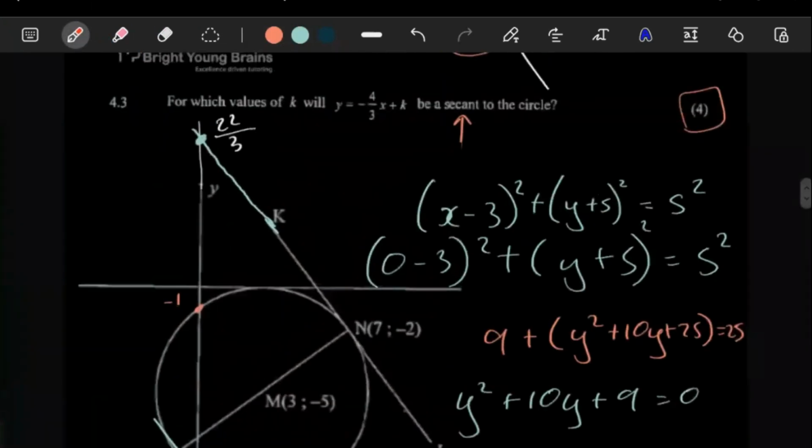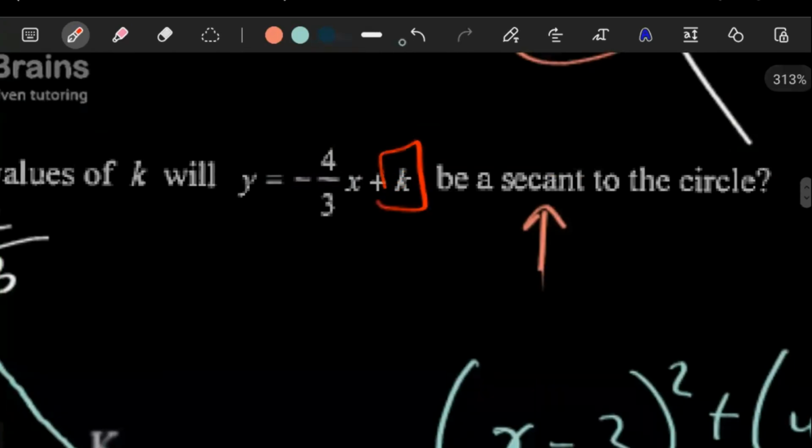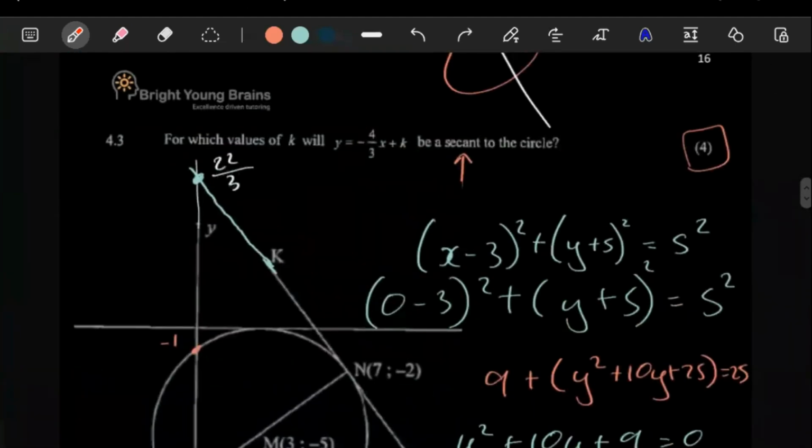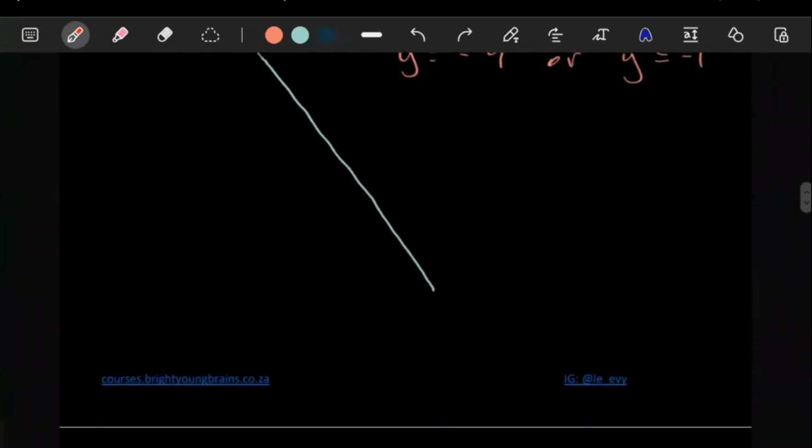So now you're going to need to say that this y-intercept here, you have to be careful. It has to be between 22/3 and -9. So you're going to say your k values need to be lower than 22/3, and they need to be bigger than -9. If they are between those two, then you know that you are good to go.